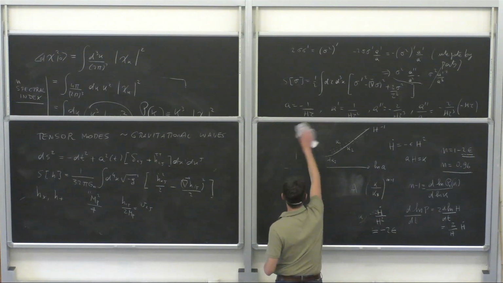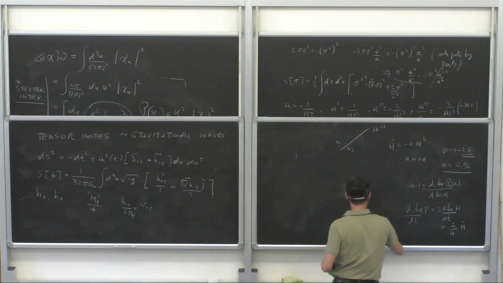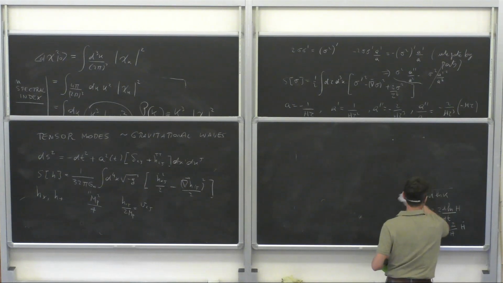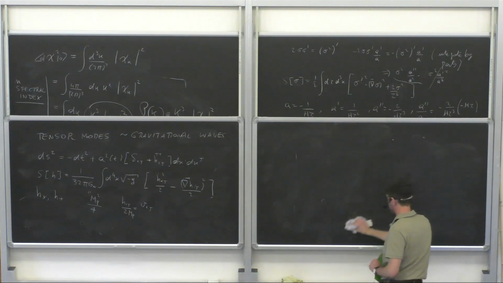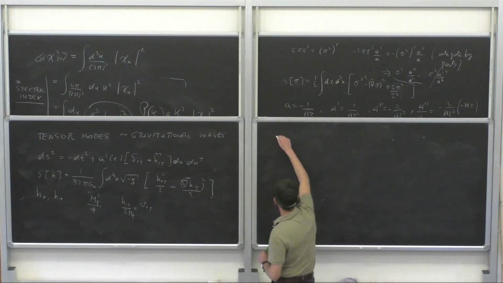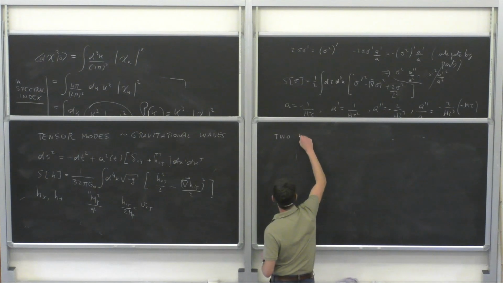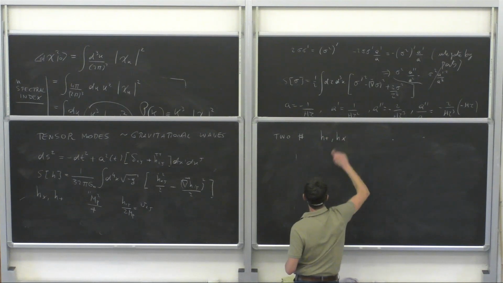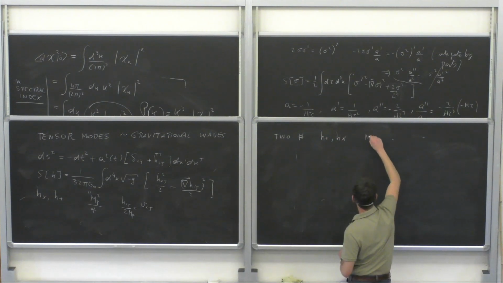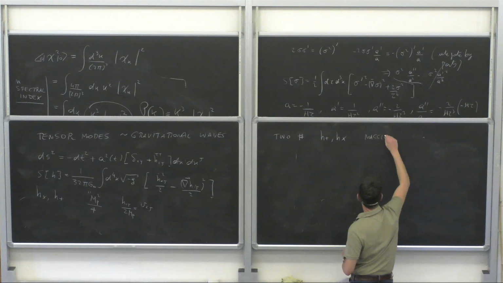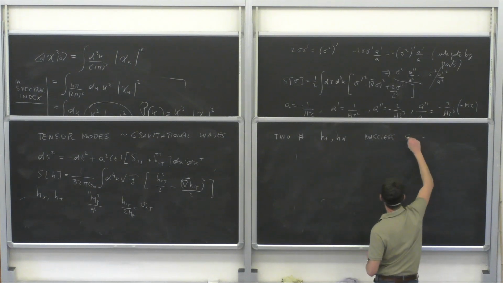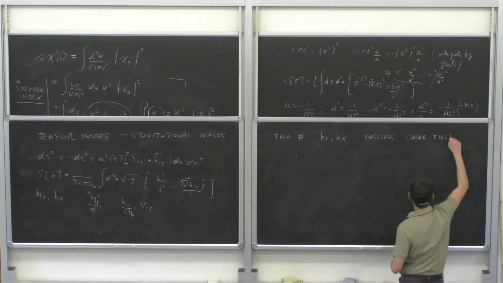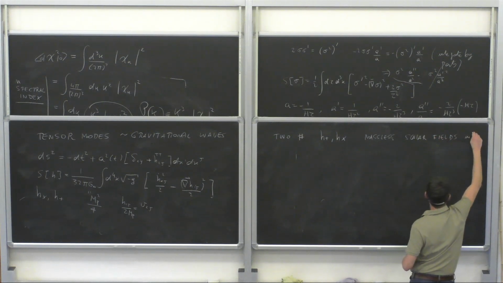So the action will be the action of two scalar fields, which are a little bit strangely normalized to get a canonical normalization. So there will be 2 degrees of freedom, the H plus and H cross. Both of them behave like massless scalar fields in de Sitter.